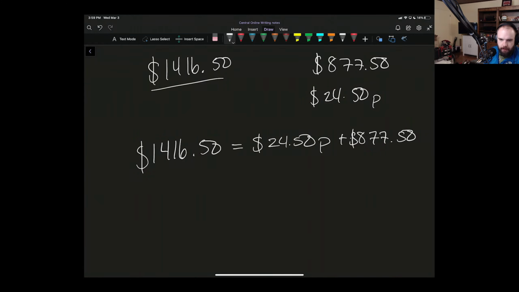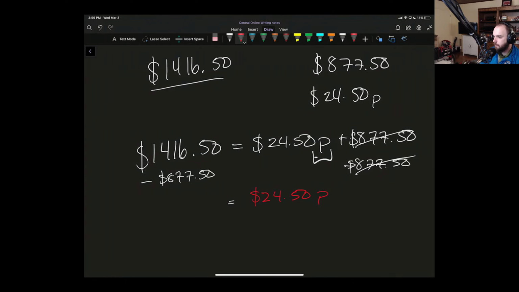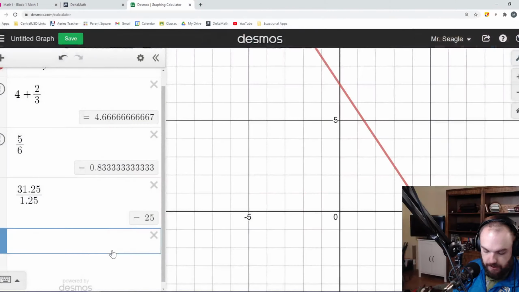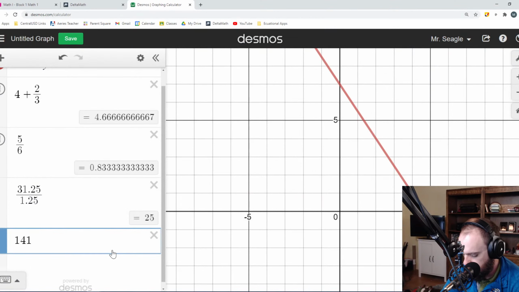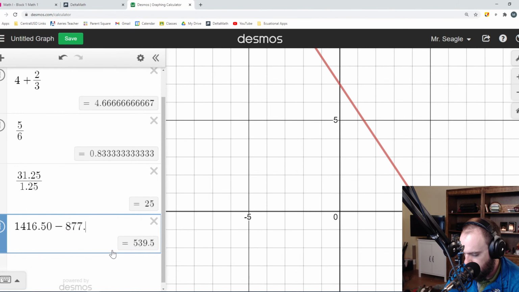So this would be our equation, right? So we're trying to get this P by itself. So we're going to subtract. So on the right-hand side, we're going to be left with 2450 times P. And on the left-hand side, I'm going to go ahead and use my calculator one more time. So I'm going to type in 1,416.5 minus 877 and 50 cents.